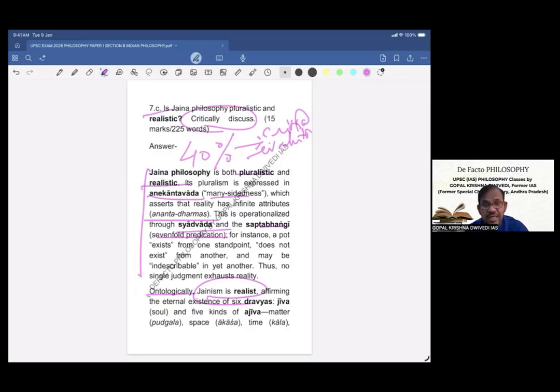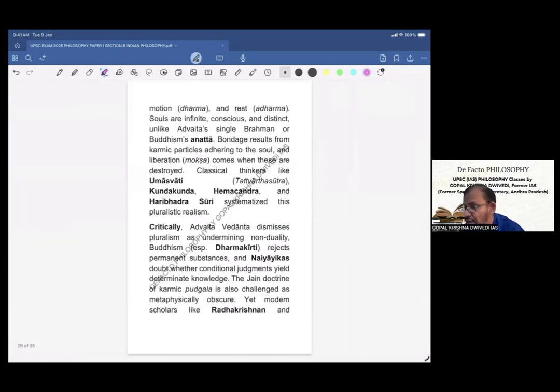So Jainism is realist, affirming the eternal existence of six dravyas, that is jiva, and five kinds of ajiva, that is matter, space, time, and motion and rest. Souls are infinite, conscious, and distinct. Unlike Advaita's single Brahman or Buddhist Anatta, in Jainism bondage results from karmic particles adhering to the soul, and liberation comes when these are destroyed.